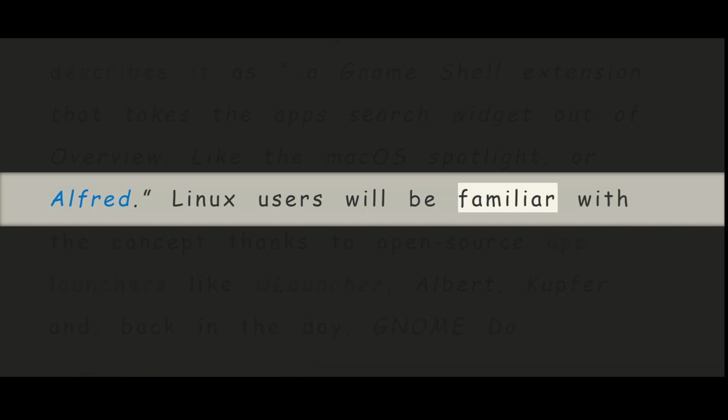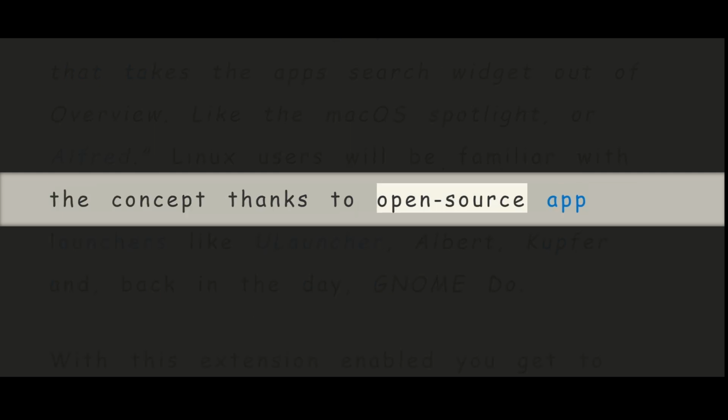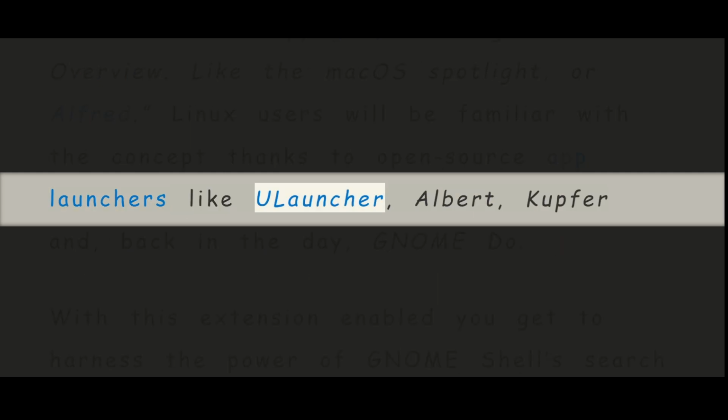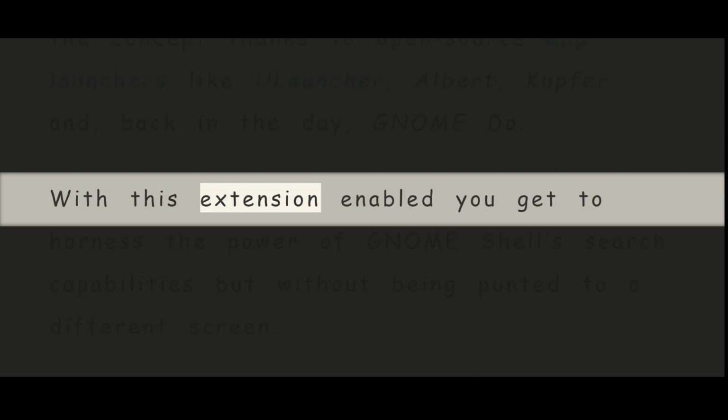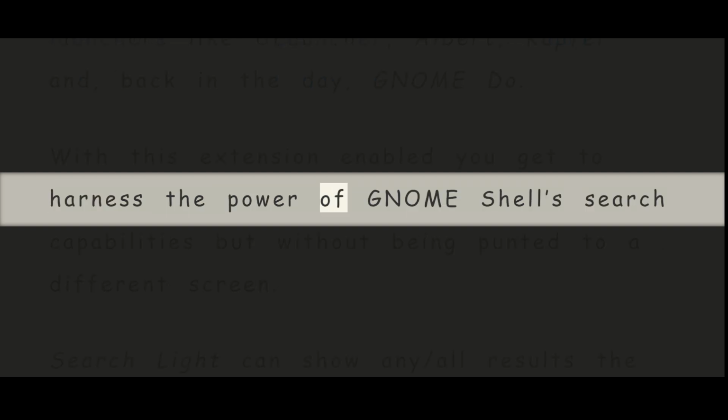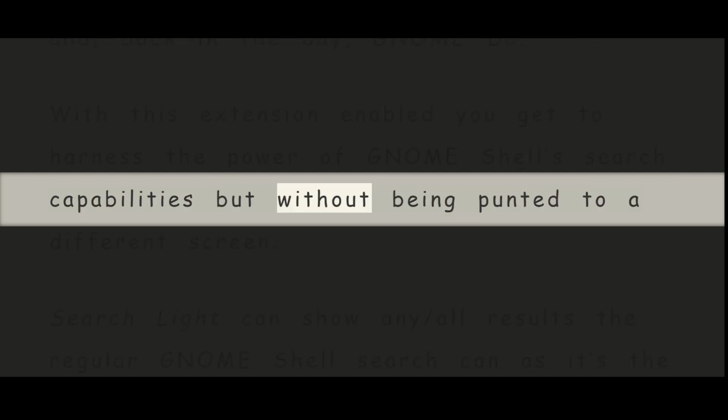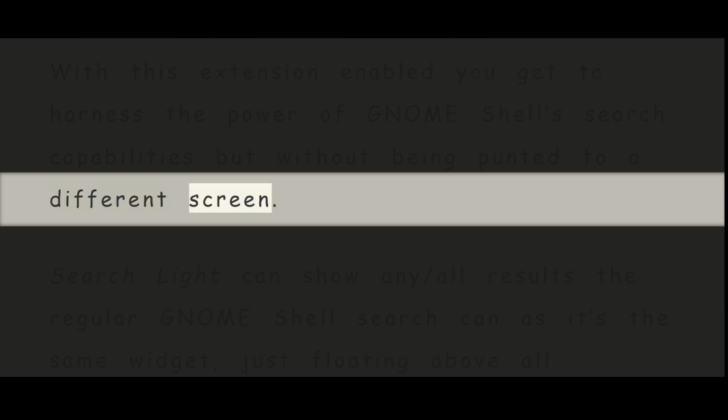Linux users will be familiar with the concept thanks to open-source app launchers like uLauncher, Albert, Kupfer, and, back in the day, GNOME Do. With this extension enabled, you get to harness the power of GNOME Shell's search capabilities, but without being punted to a different screen.